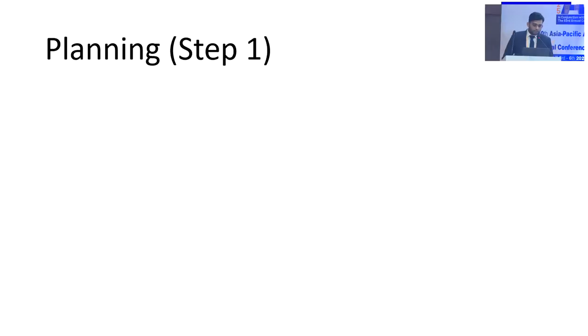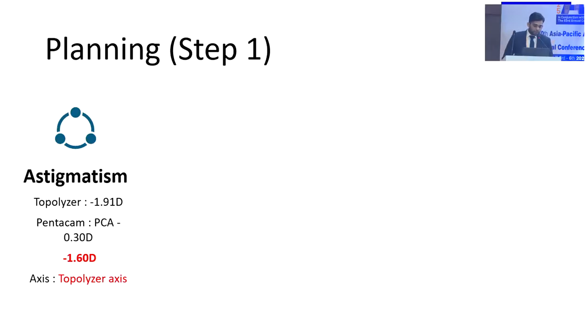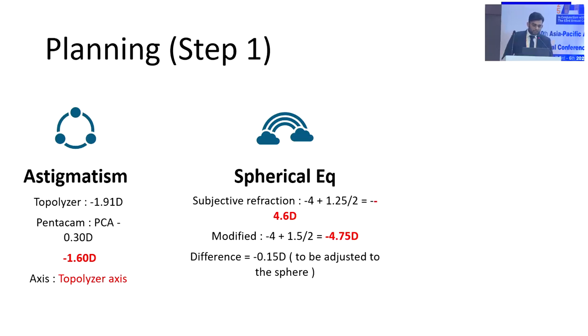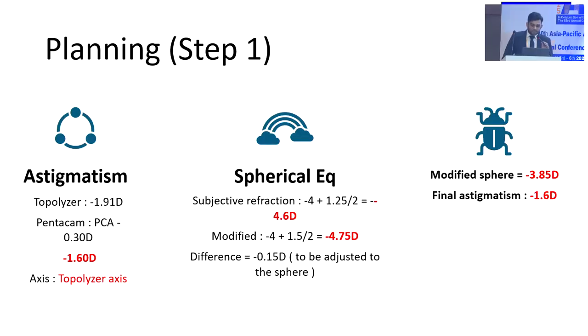So going to the planning station, first we have to optimize for astigmatism, where we take the anterior corneal astigmatism from the Topolyzer, which is 1.91, and subtract the posterior corneal astigmatism as acquired from Pentacam. So we have an effective new astigmatism, and the Topolyzer axis is always taken in all the cases. Then we try to adjust for the spherical equivalent. Because now the cylinder has changed, we have to optimize it with the sphere. So this is the modified refraction which we get at the end of step 1.